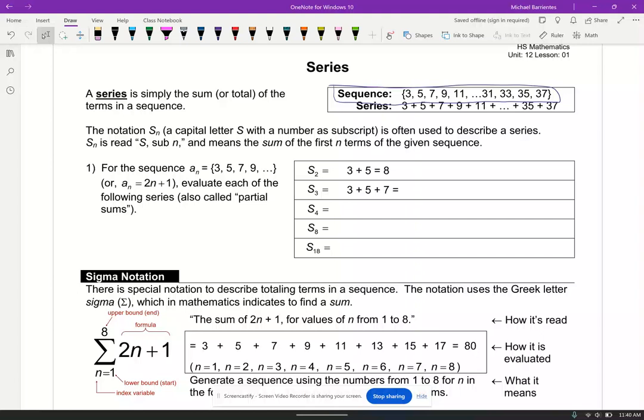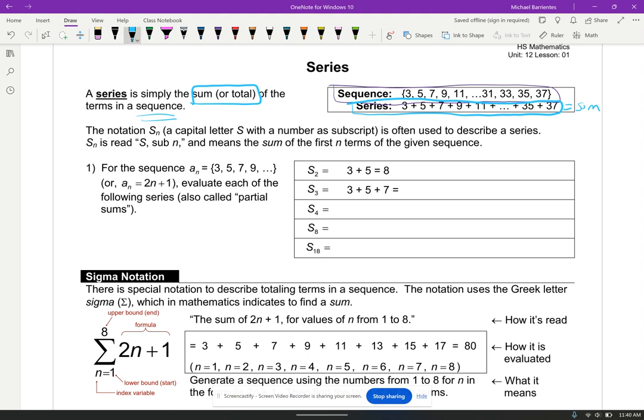All right, this is video number 2 of this new idea called series. A series is the sum or the total of a sequence. Notice, a sequence just writes out the numbers. A series actually adds them up. With a sequence, you're always going to have a list, but with a series, you're actually going to have an answer. You're going to have a sum.